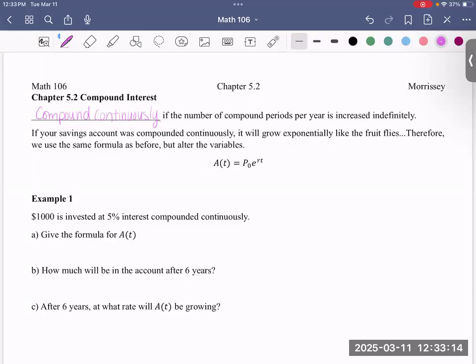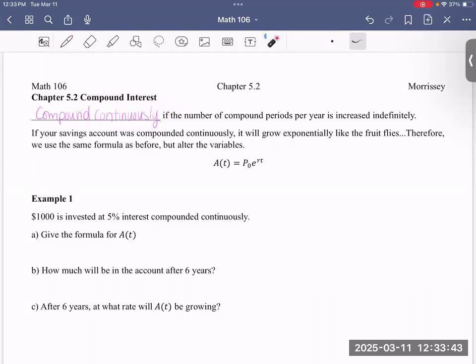So if we said we're going to be compounding once a year, that investment rolls over on itself just once. If it's semi-annually, it's twice a year. If it's monthly, it's 12 times a year. Whereas indefinitely is continuously, so it just goes on compounding on itself. If your savings account was compounded continuously, it will grow exponentially like the fruit flies.